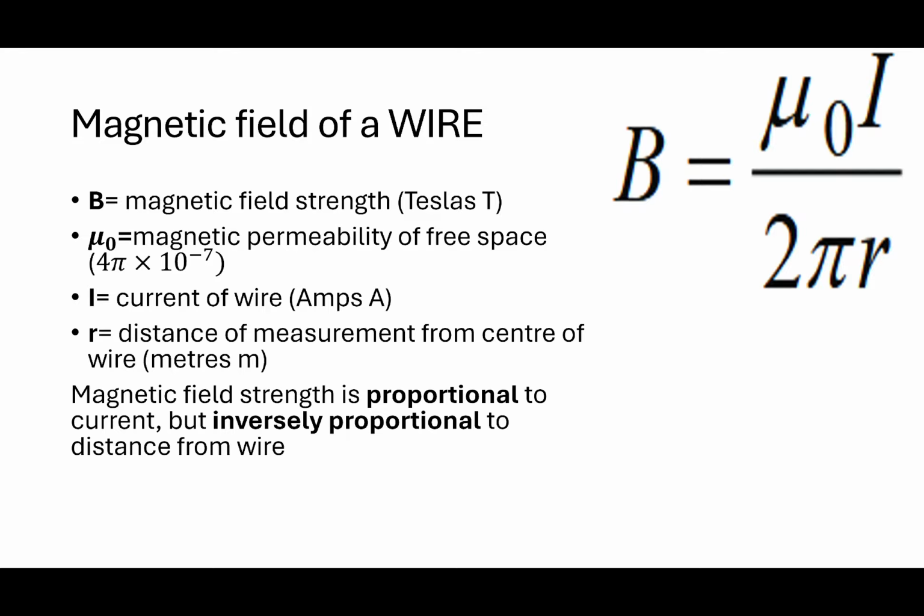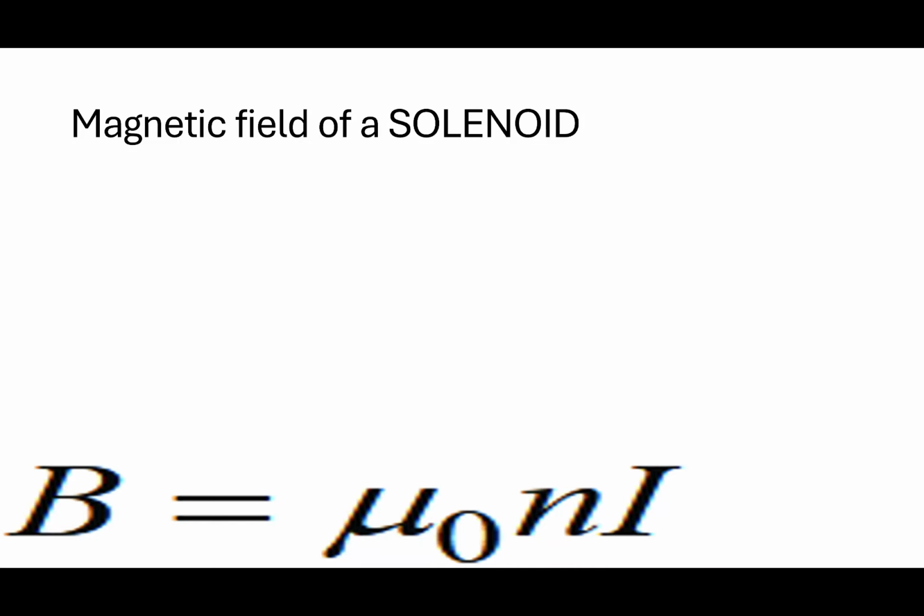So what this is saying is that magnetic field strength is proportional to current. So the higher your current is in your wire, the stronger your magnetic field is. But the further away you are from the wire, the weaker the magnetic field is. The direction of the magnetic field from the current carrying wire is given by the right hand grip rule.